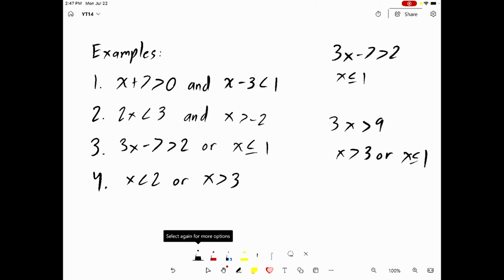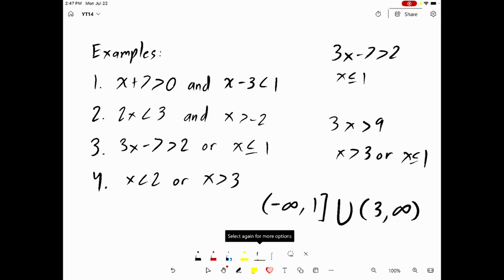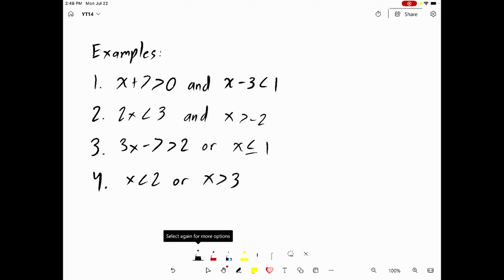So what we have to do is put the union symbol. Less than or equal to 1 would be negative infinity on the bottom and a parenthesis... a bracket for 1 because 1 is included in the set. That's the main key feature here. If you have less than or equal to, you have to have the bracket in order to make it correct. Union symbol, of course, because it's "or", from 3 to infinity. That's our answer to our third example. 3x minus 7 is greater than 2 is our third example, sorry.